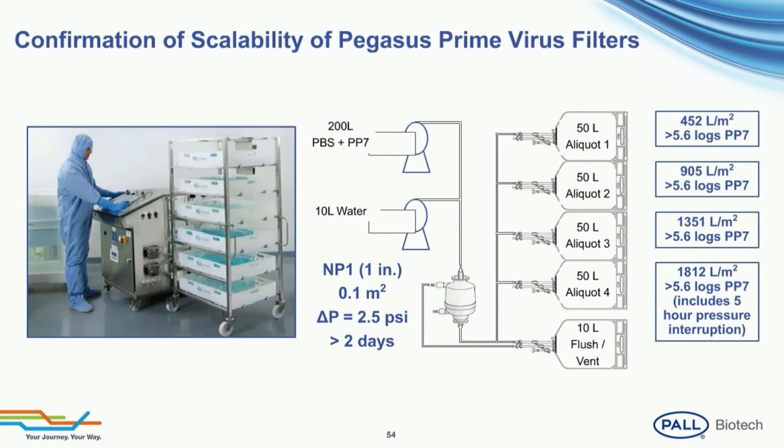The virus filter was filtered with 200 liter of PBS, spiked with PP7, and was collected in 4 50 liter fractions. Then there was a 5-hour depressurization or pressure interruption step. Further, the filter was flushed with 10 liter of water. The data showed more than 5.6 log reduction that matched with the floor scale study.